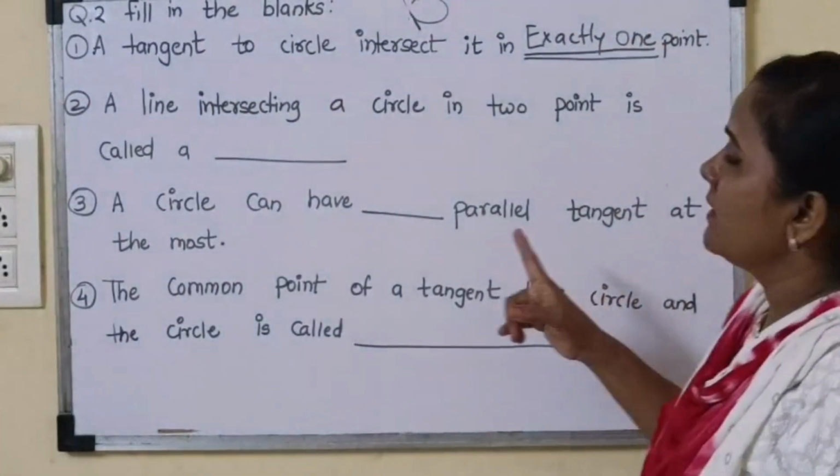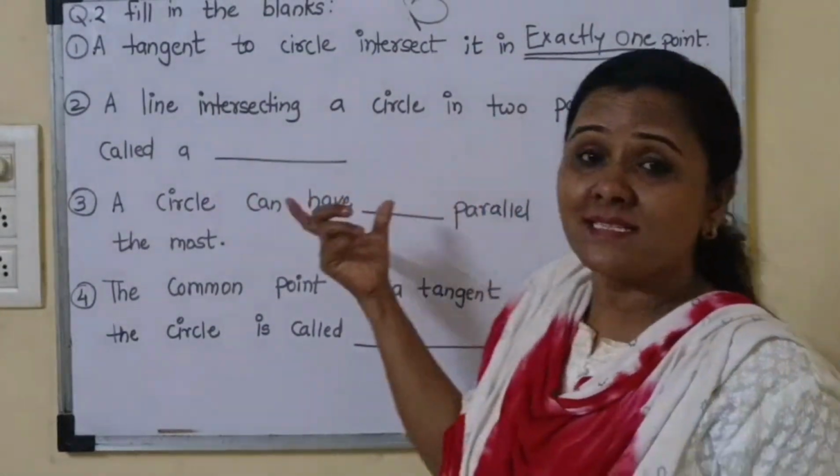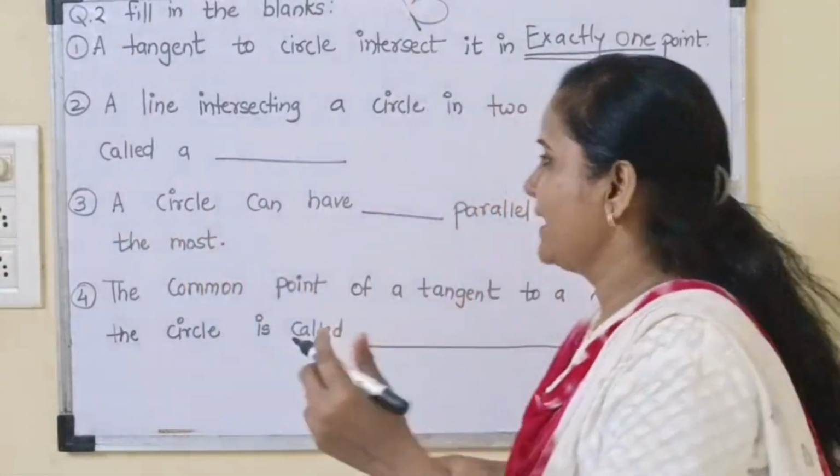Understood this one? A line intersecting a circle in 2 points is called nothing but what? Secant. Write down.